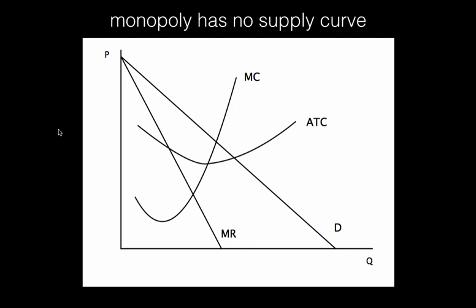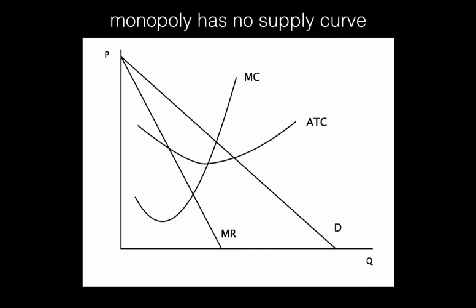Remember, a monopoly is just setting a price based on marginal revenue and marginal cost. And remember, marginal revenue comes from demand. I just derived that from this particular demand curve. So if demand was different, that marginal revenue curve would be different, and you'd have a different price and quantity. So it's not a function of price the way that a perfectly competitive firm's supply curve was.